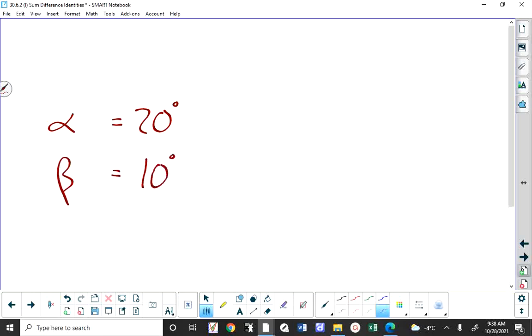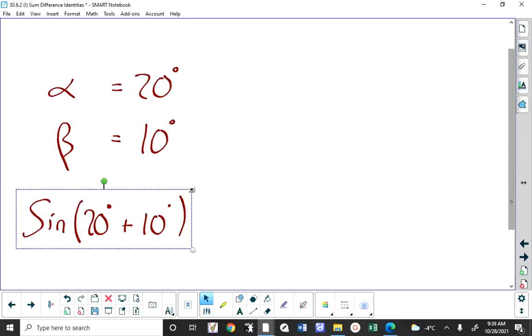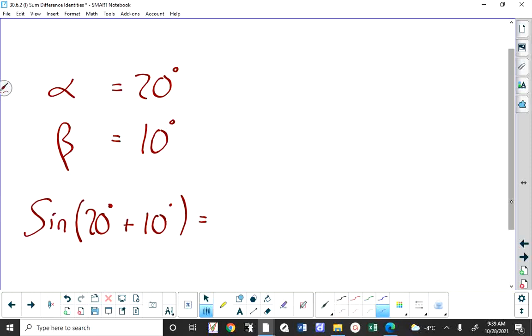And I said to you, find sine of 20 degrees plus 10 degrees. Well, you know what? We know what this is. Because 20 degrees plus 10 degrees is 30 degrees, and you should know that sine of 30 degrees is 1/2 on the unit circle. When you go to 30 degrees, it has a y-coordinate of 1/2. So we know this is equal to 1/2. But what we're saying with this identity is that it can be found, and we wouldn't find it this way. This isn't the point. I'm just verifying that this identity works.